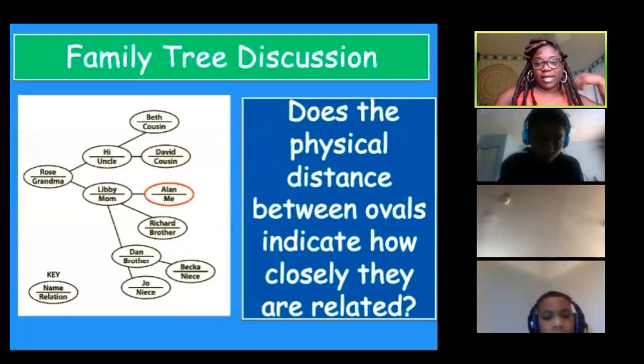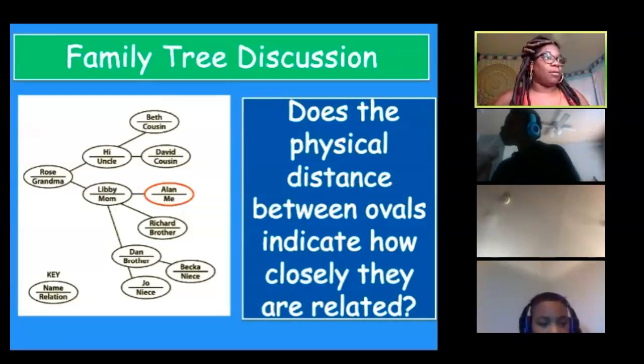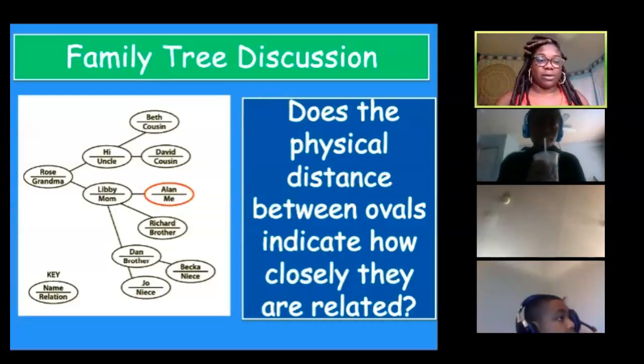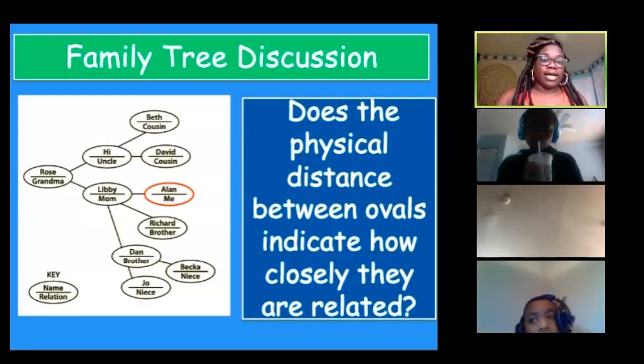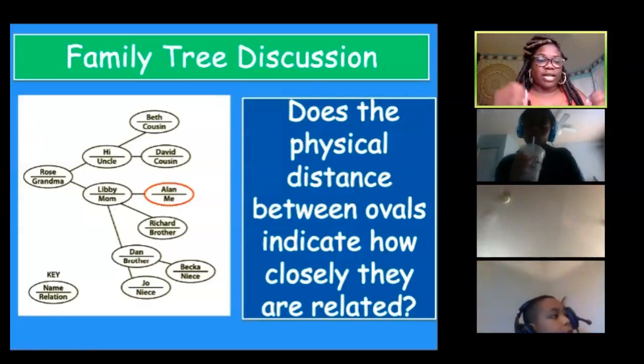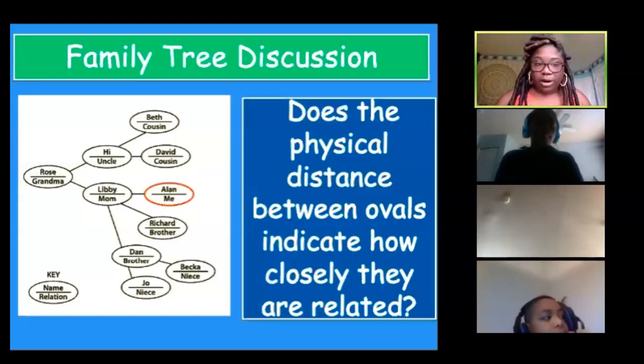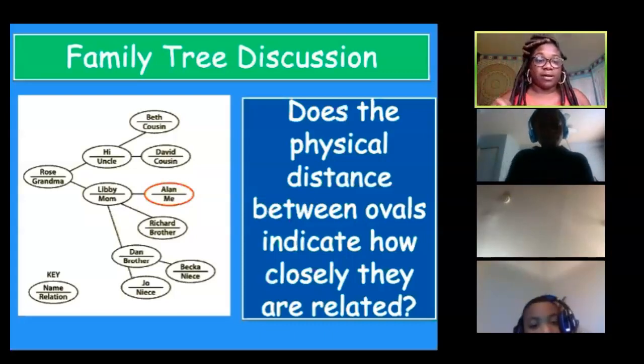So let's look at this family tree, right? We said a model like a family tree can show us who's related to what. So in that red circle is Alan's family tree. If I was Alan, I'd be Alan in there and it says me. So what we're doing is looking at his relationship with each of his siblings, and we're going to answer the question: does the physical distance between ovals indicate how closely they are related? So look at Alan, look at his other family members. Does the physical distance, how far apart they are, indicate how closely the family members are related?